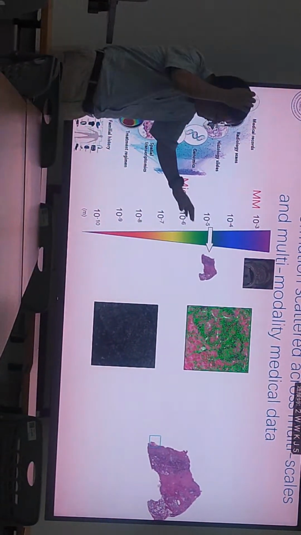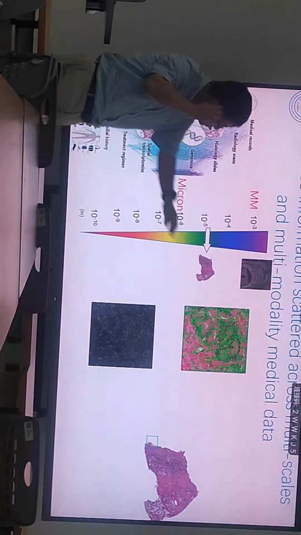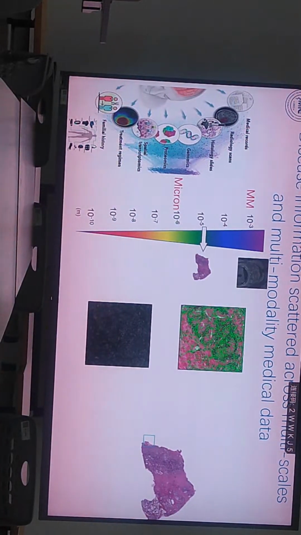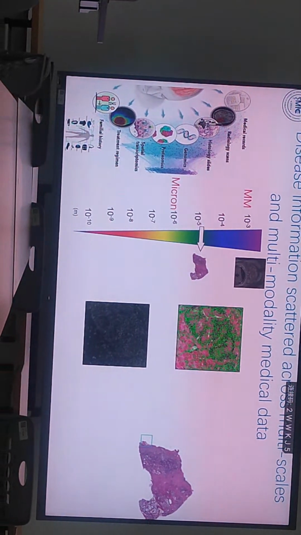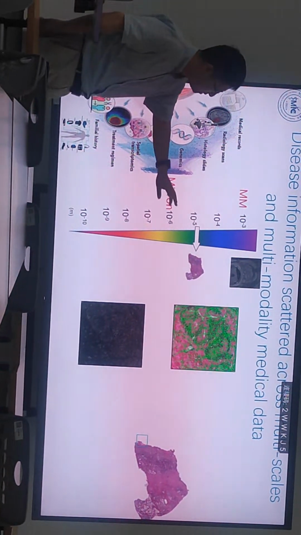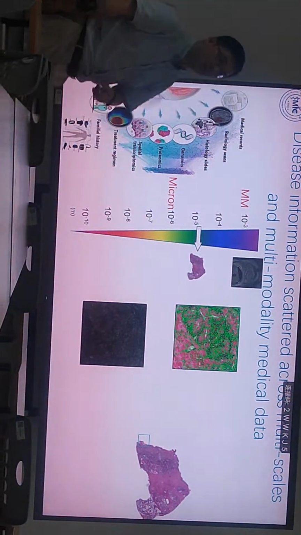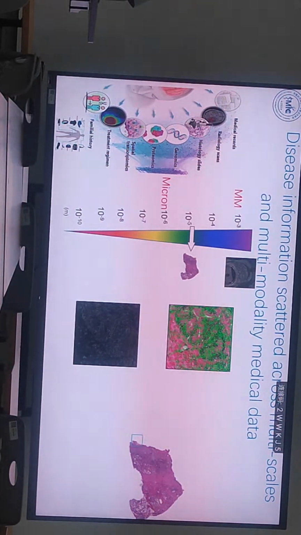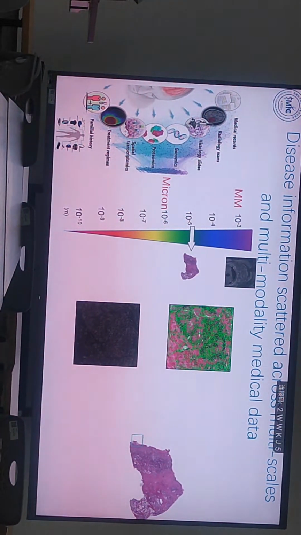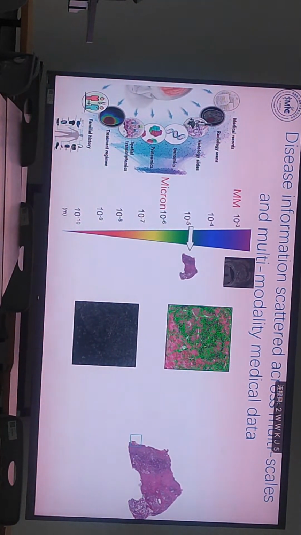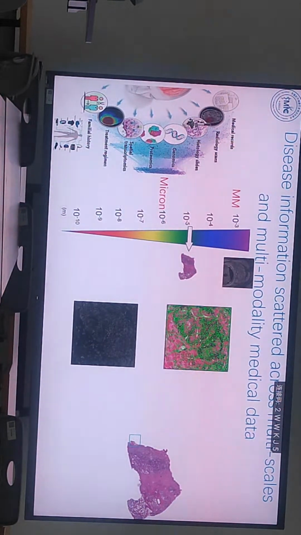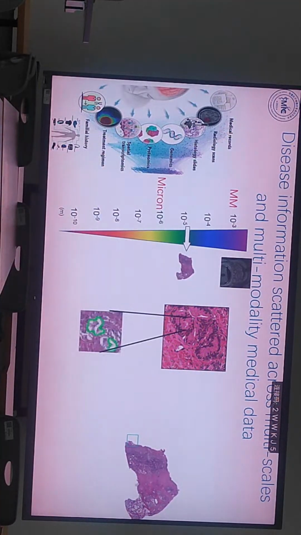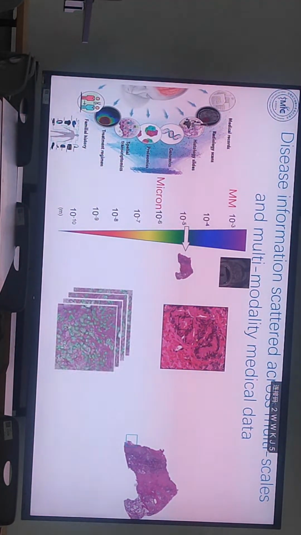For this slide, the image size is about micrometers. At this size, the human eye cannot see it, so we use the microscope to see the disease, to analyze the disease at the cell size and tissue size. And we can also analyze each individual cell.